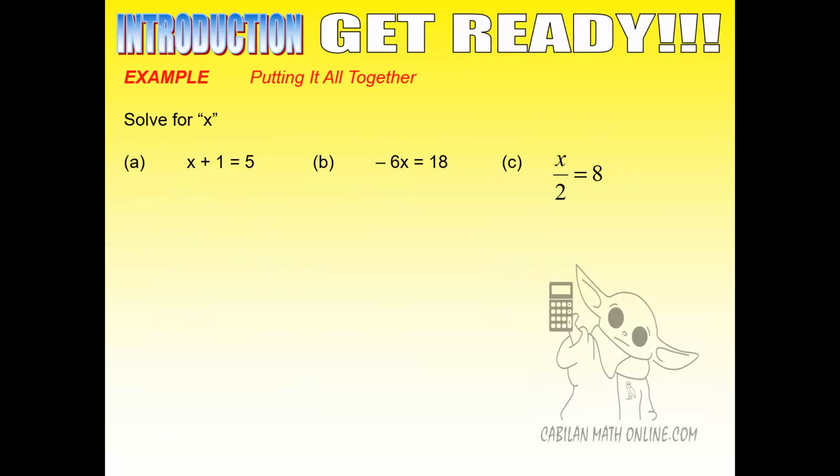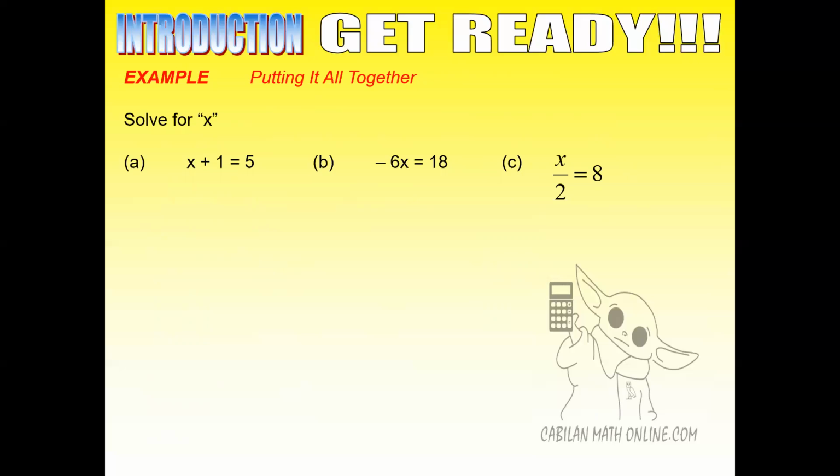Now, notice that all three questions on the screen have something in common. Notice they all have the letter X. So we're going to be performing what's called isolation of the variable. What we want to do in each case is just to leave the letter alone.